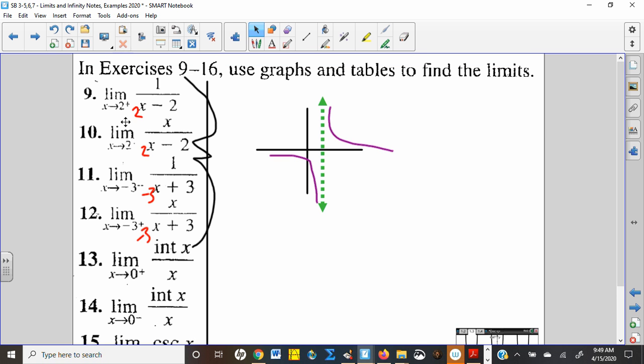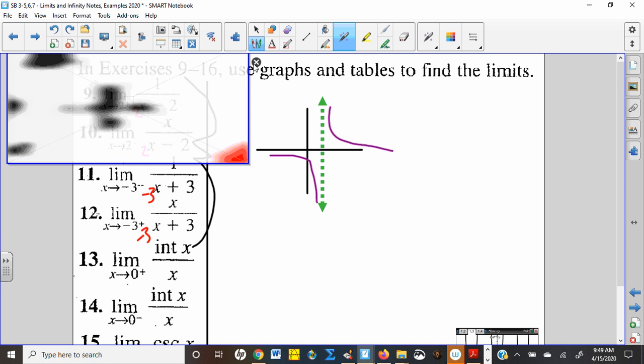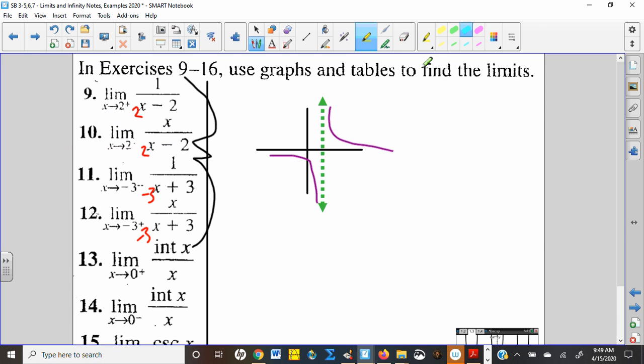And so this question is saying, what direction is your graph moving as you come in and see the little plus sign right here? That says we're coming in from the right. So as I come in from the right, it looks like I'm approaching up. And so the answer to this question would be positive infinity.